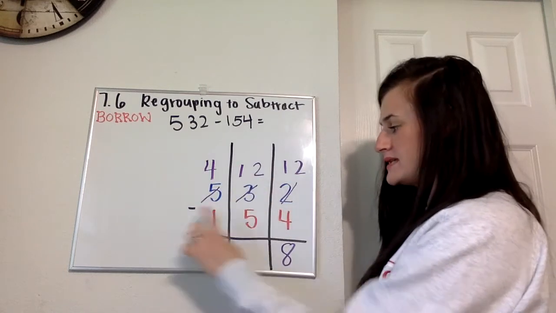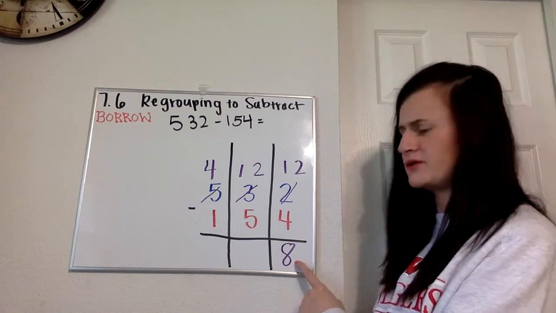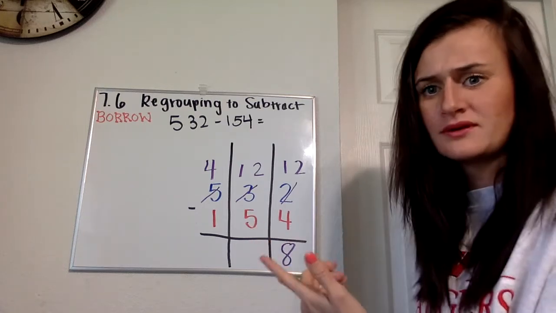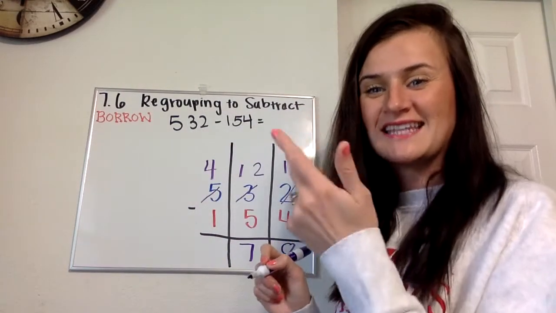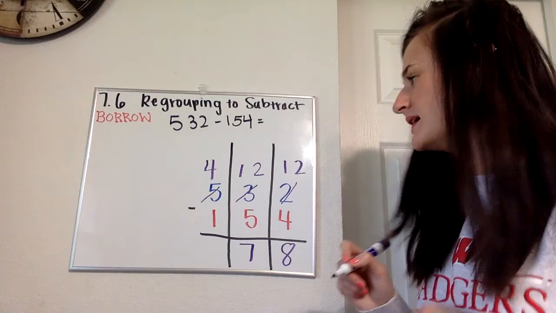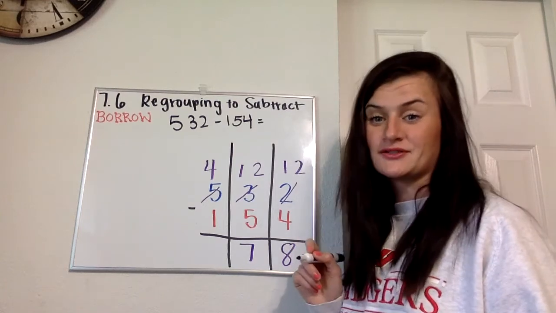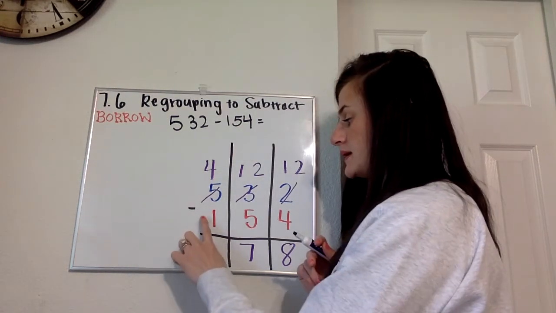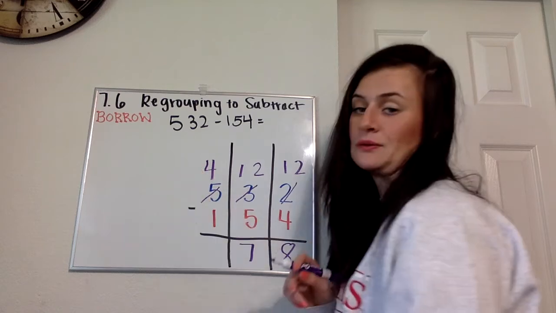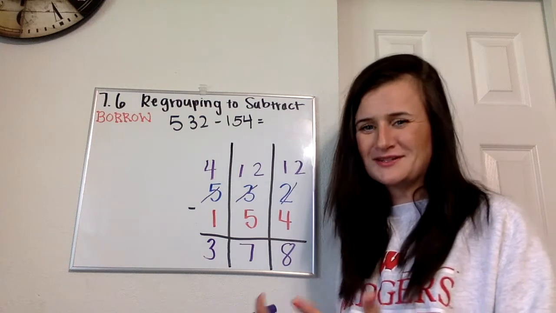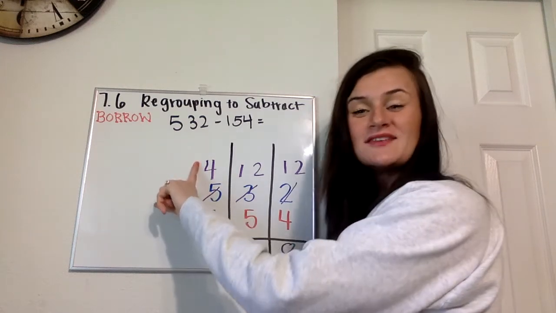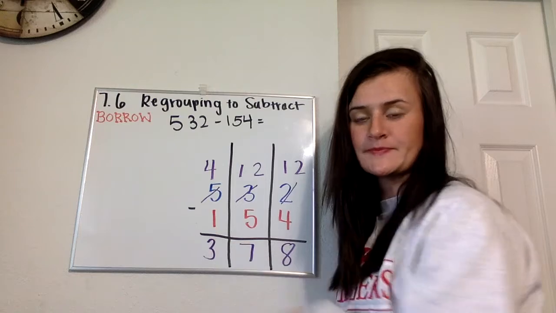So I have 12, take away 5. Well, if I knew 12 take away 4 is 8, then an extra one would be 7. So 12, 11, 10, 9, 8, 7. Last, subtracting my hundreds place. 4, take away 1, I know, is 3. And I almost thought, do I need to borrow again? But I don't, because I have enough hundreds to take away.